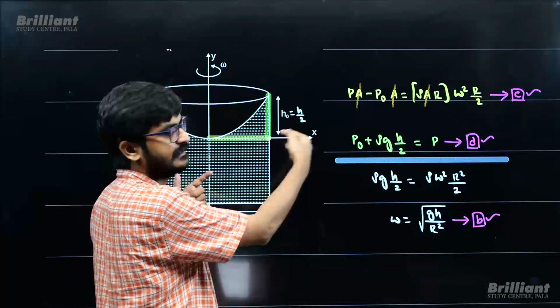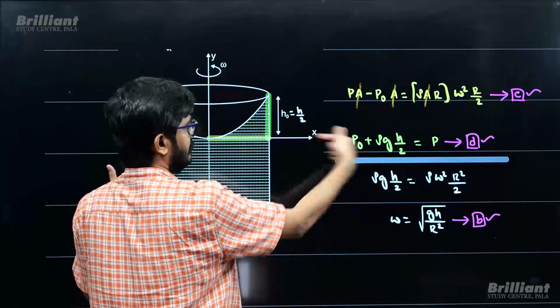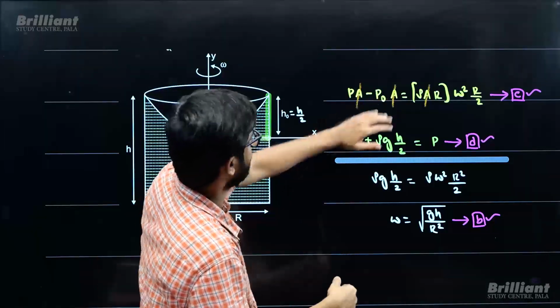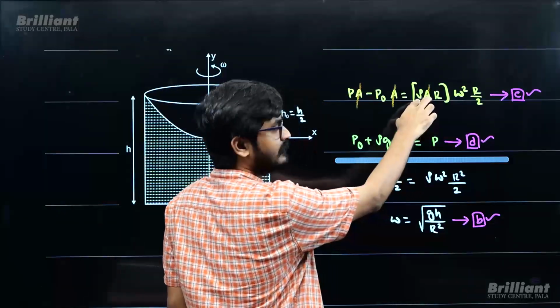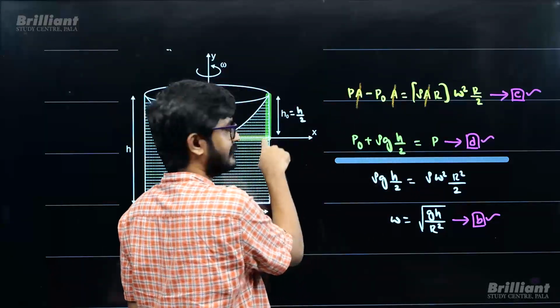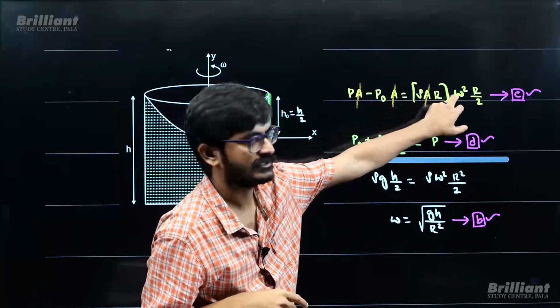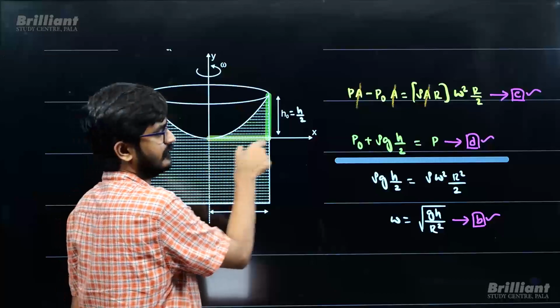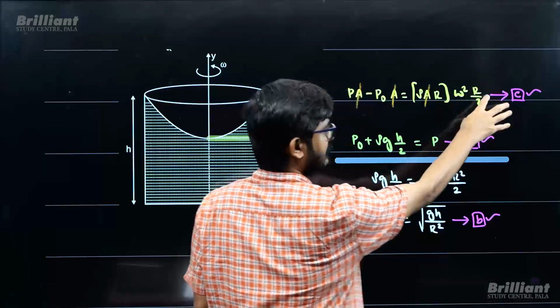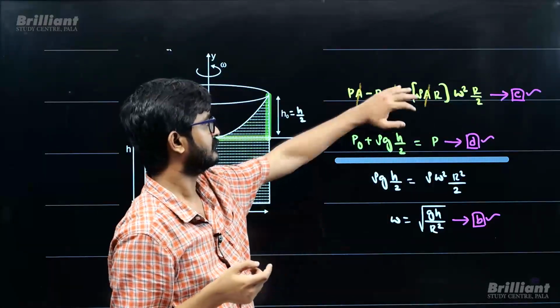Here the pressure is P, so P into A. Net force is P into A minus P naught into A. That equals the mass of this. Mass of this is density into area into the length. Length is r. So m omega square, center of mass. Center of mass is performing circular motion, which is at a distance r by 2. M omega square, center of mass, circular motion. Right. So that is for this one.